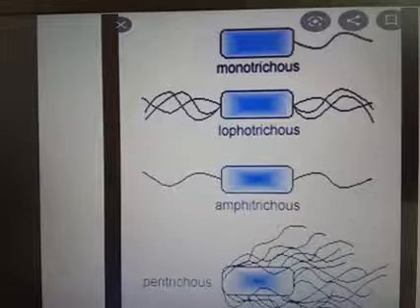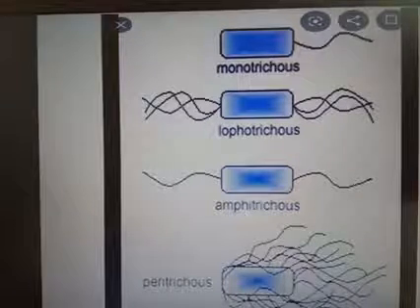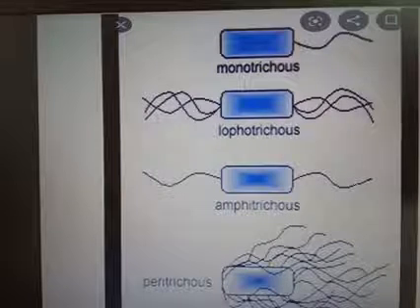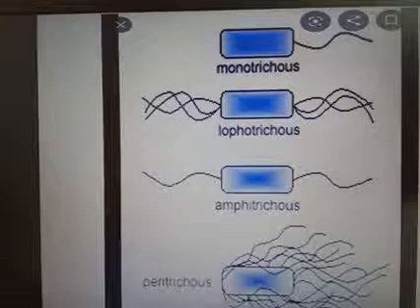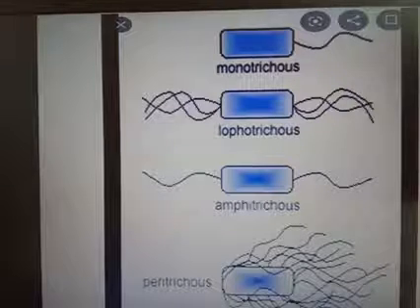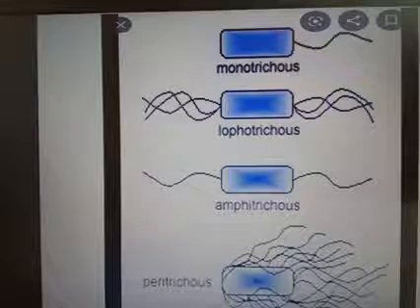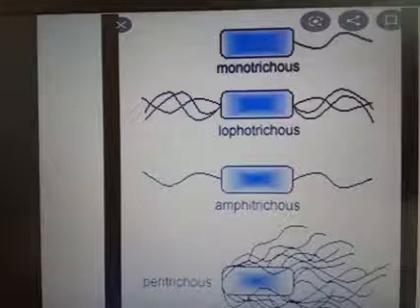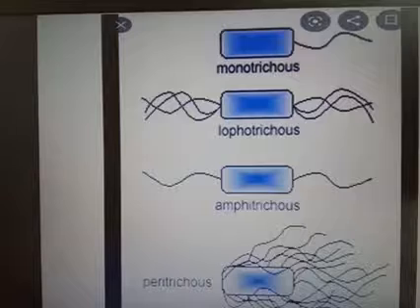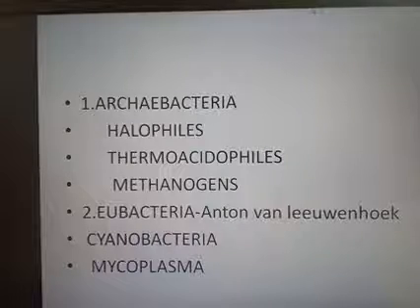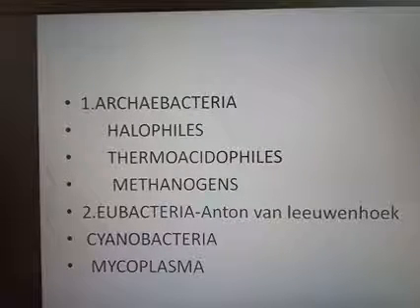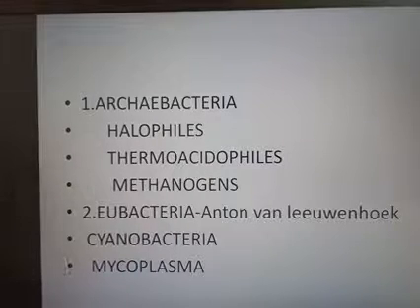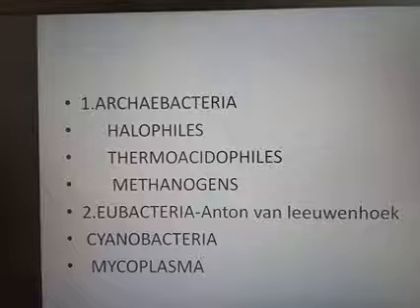Okay, but sexual reproduction is also seen in bacteria. The types of sexual reproduction are conjugation and transformation. Just understand the terms conjugation and transformation. Okay. Kingdom Monera is mainly classified into two groups: Archaebacteria and Eubacteria.